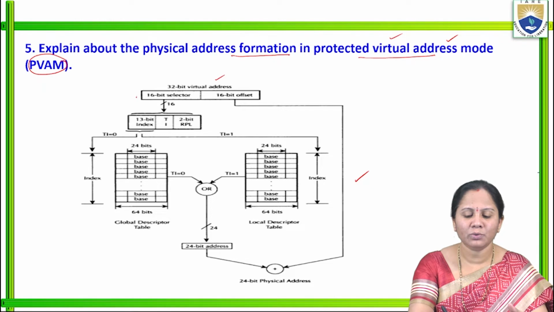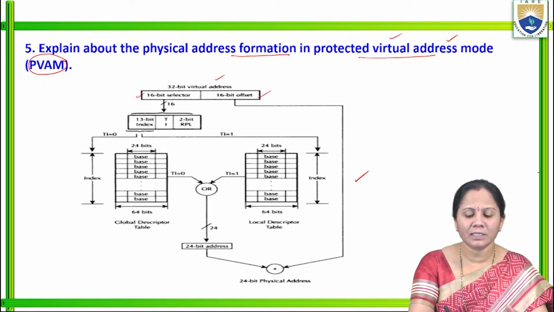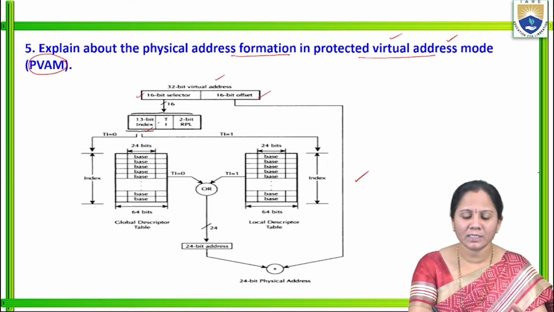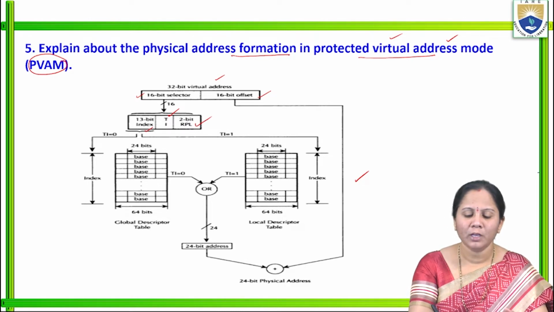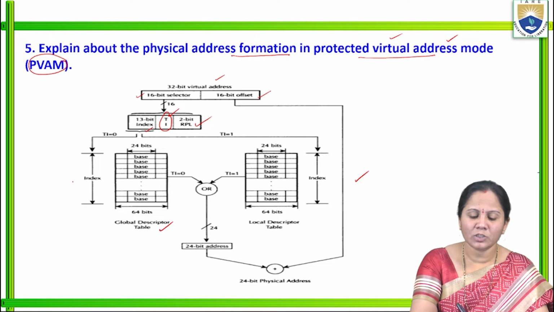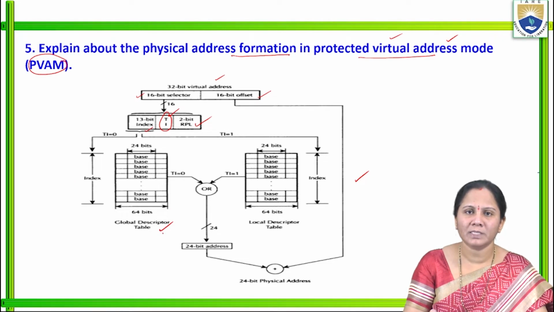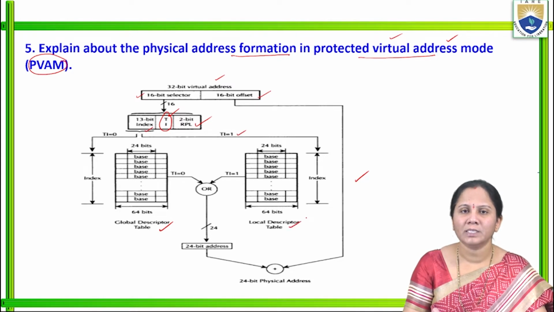So with the help of this figure, first we have to consider the 32-bit virtual address, and it is divided into 16-bit selector and 16-bit offset. Again, the 16-bit selector is divided into 13-bit index and 1 bit for table indicator and 2 bit for RPL, that is requested privilege level. So with the help of this TI bit, the descriptor tables will be selected. If TI is 0, the global descriptor table will be selected. If TI is 1, the local descriptor table will be selected. So based on the TI bit, any one of the descriptor table will be selected.